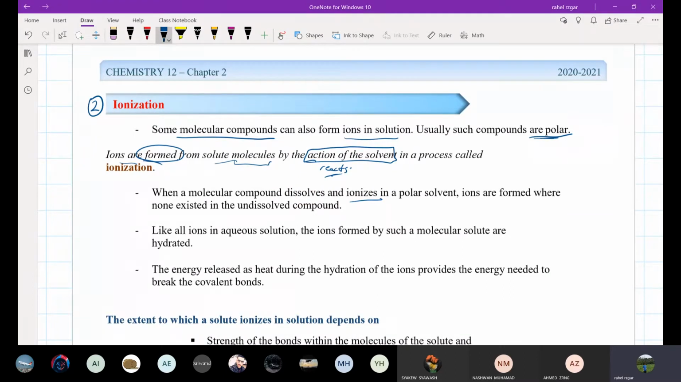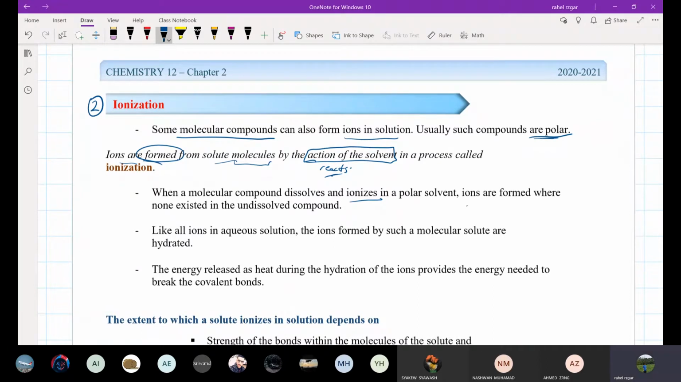In polar solvents, ions are formed where none exist in the undissolved compound. This is what I mean. This is what I explained before, where I said there wasn't any ion before it was dissolved. Ions are formed where none exist in the undissolved compound. So there weren't any ions when the compound was formed, but the ions are formed when they dissolve in water, when they ionize in the solvent by the action of the solvent.